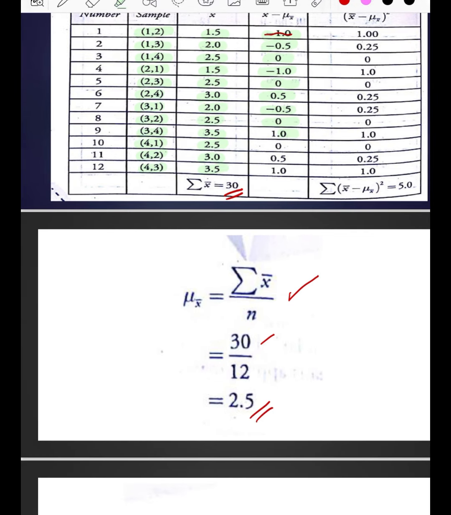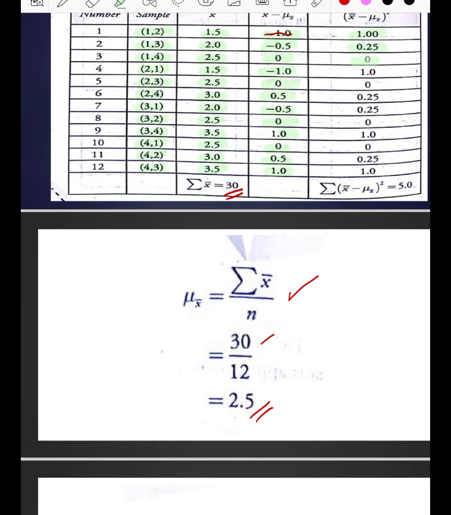2.5 minus 2.5 is equal to 0. 3.0 minus 2.5 is equal to 0.5. And 3.5 minus 2.5 is 1.0. Then, let's square the difference. Negative 1 squared is equal to 1.0. Negative 0.5 squared is equal to 0.25.